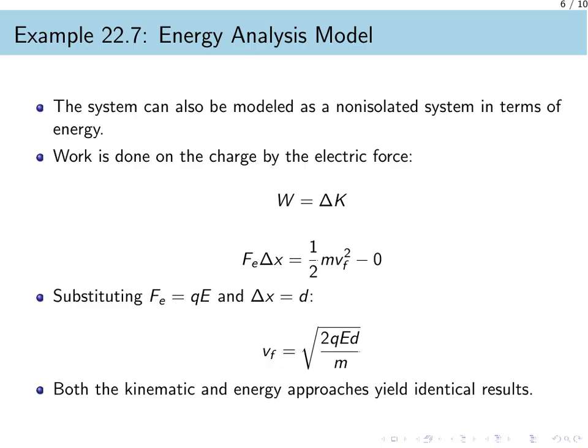The final speed again equals the square root of the quantity 2 times charge times electric field times distance, all divided by the mass. As expected, both the kinematic and the work energy approaches yield absolutely identical results.